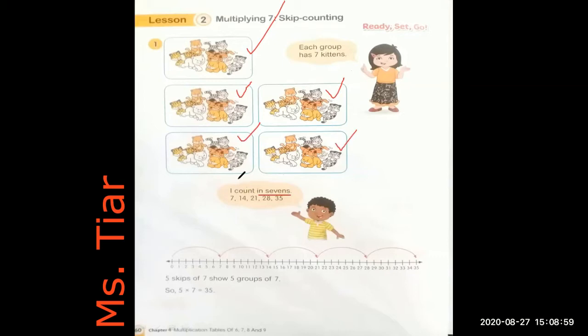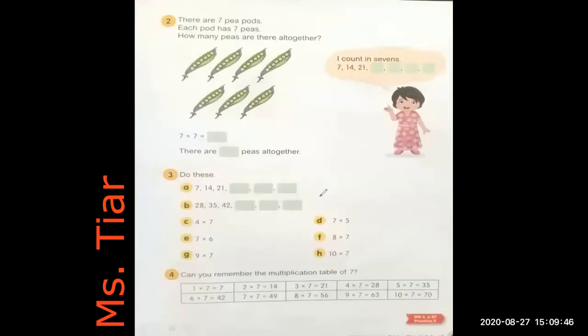So if we count in sevens, this is 1 times 7, 2 times 7, 3 times 7, 4 times 7, and 5 times 7. Or we can say it as 1 seven, 2 sevens, 3 sevens, 4 sevens, 5 sevens. So what is the answer? Yes, we get 35. Do you understand? This is the same as 5 times 7. 5 times 7, we get 35.